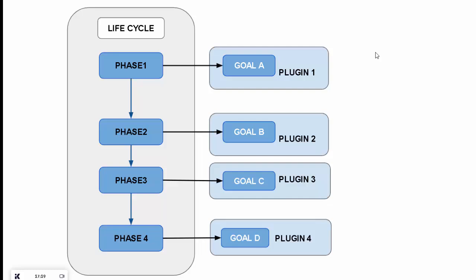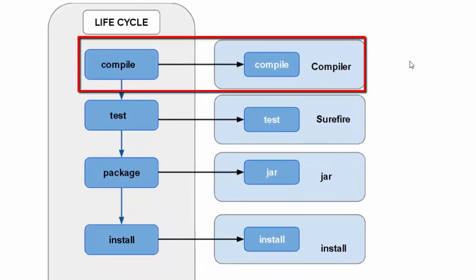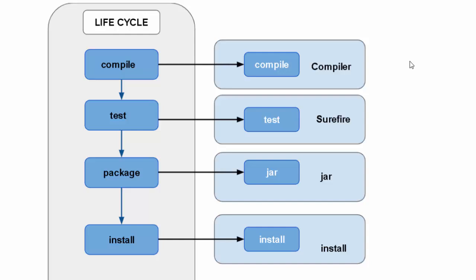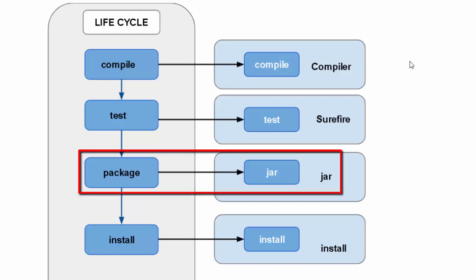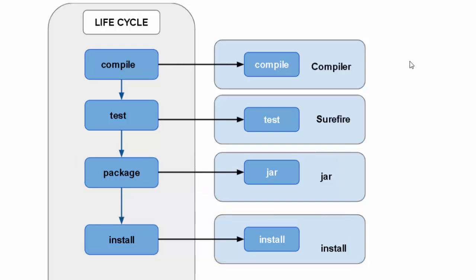Now if I replace all these hypothetical blocks with actual implementation, the compile phase in turn would invoke the compile goal from the Maven compiler plugin. Similarly, the test phase would invoke the test goal from the Surefire plugin. Similarly, if I do a package, it depends. It can invoke the jar or war command to create the jar file. Install also has similar implementations. Now we know the mapping between the phase, the plugin and the goal.